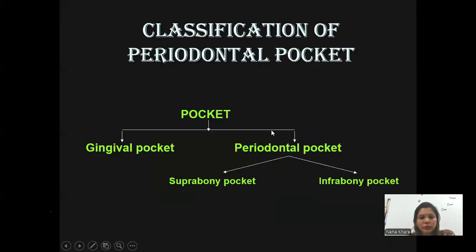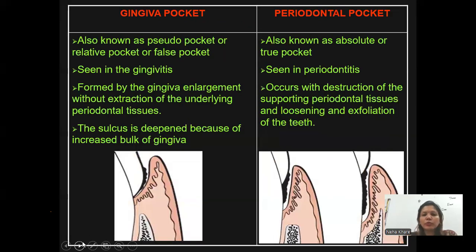Coming to classification of periodontal pocket. So pockets are classified as gingival pocket and periodontal pocket. Periodontal pockets are further classified as suprabony pocket and infrabony pocket. Suprabony pockets are also known as pseudo pockets or relative pockets or false pockets. Periodontal pockets, on the other hand, are known as absolute or true pockets.